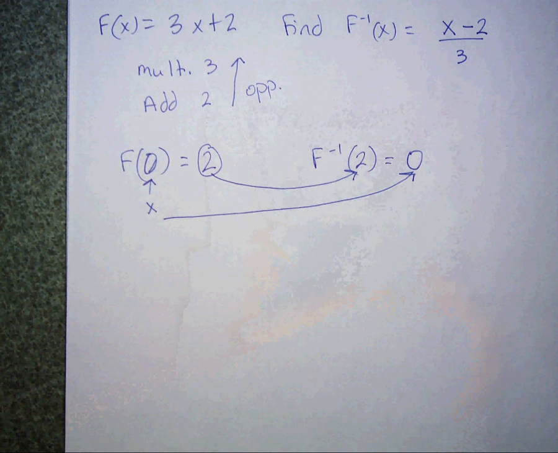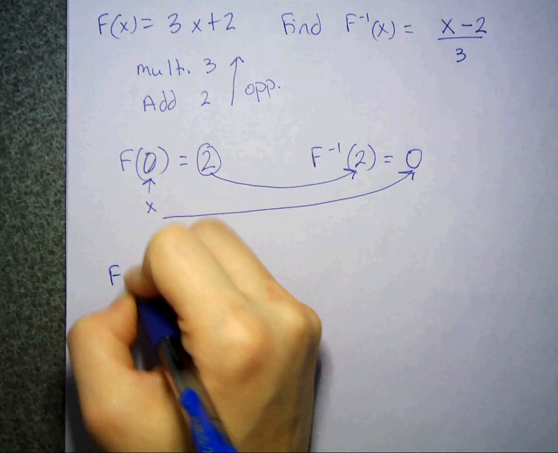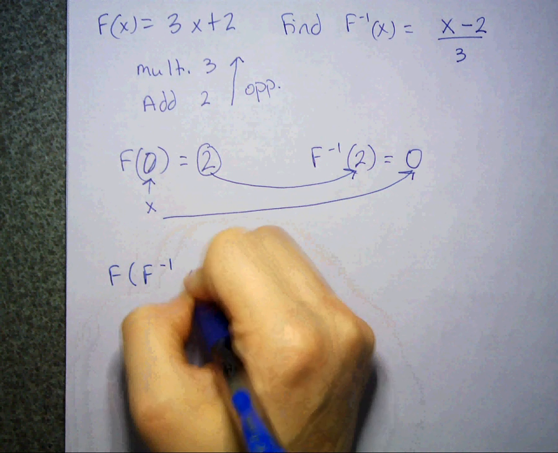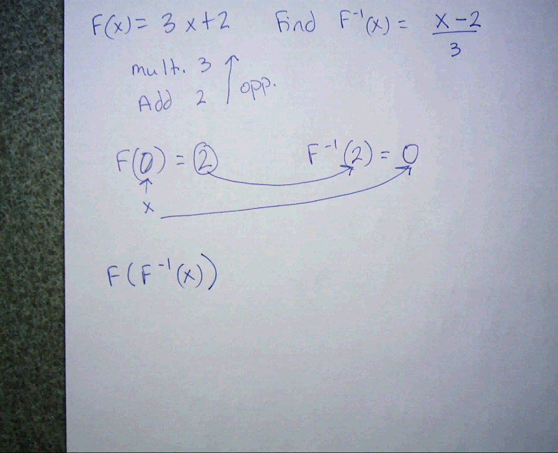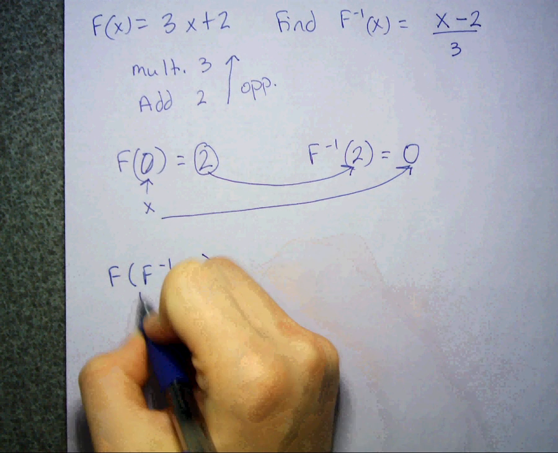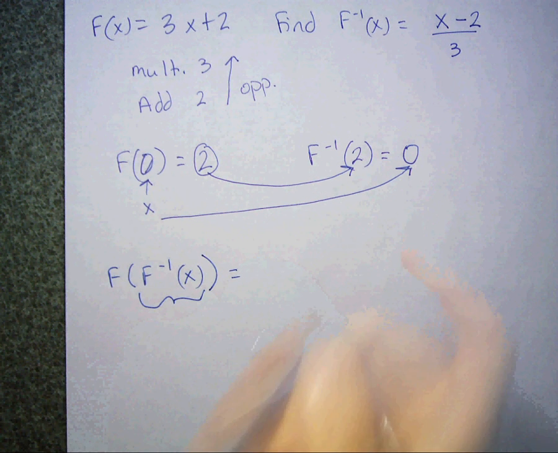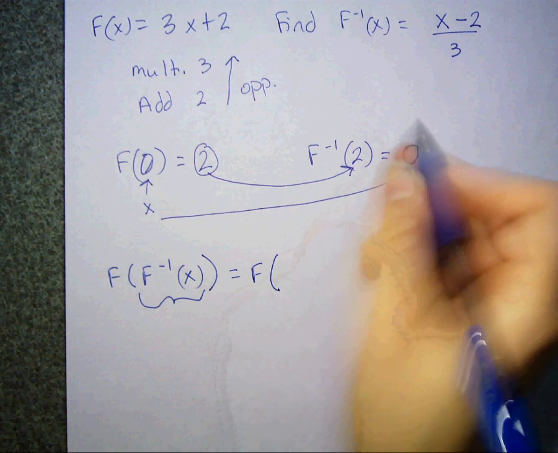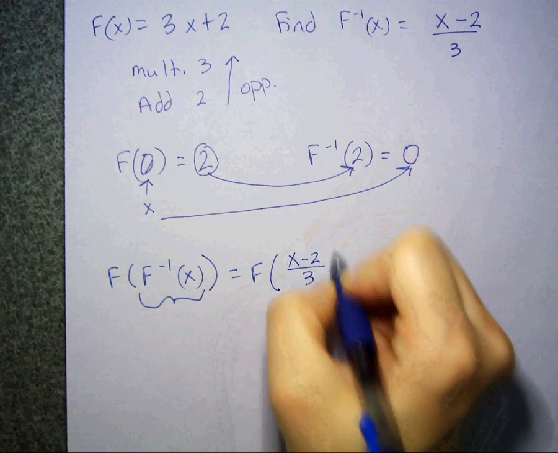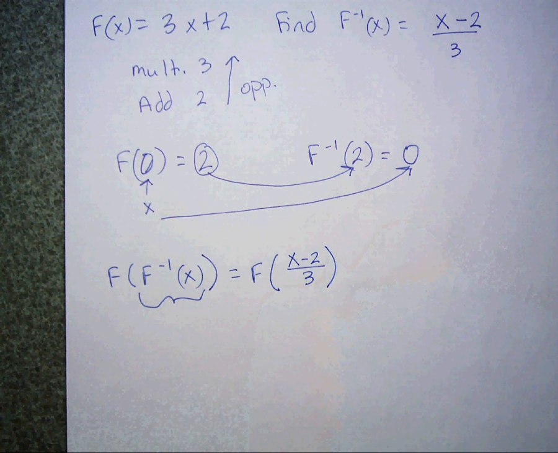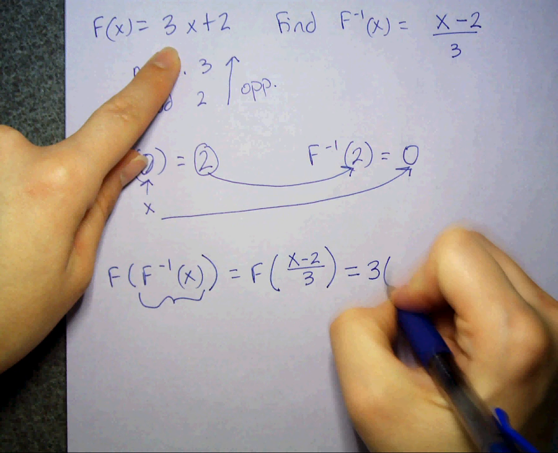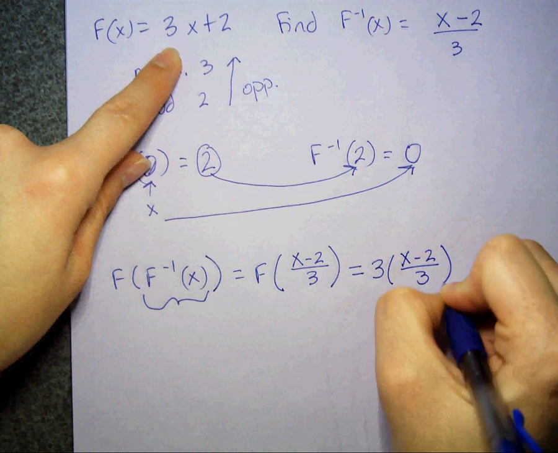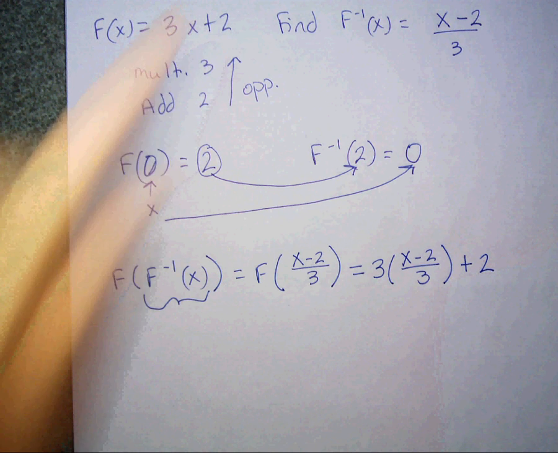So let's try that. Here's my f and here's my f inverse. I want to find f of f inverse of x. F of f inverse of x. And so again, notice I'm plugging f inverse into f. So this will be f of x minus 2 over 3. So I'm going to take f, and in x's spot, I'm going to put x minus 2 over 3 plus 2.